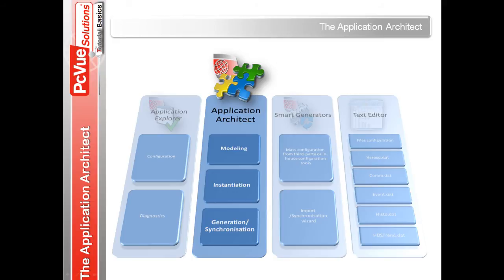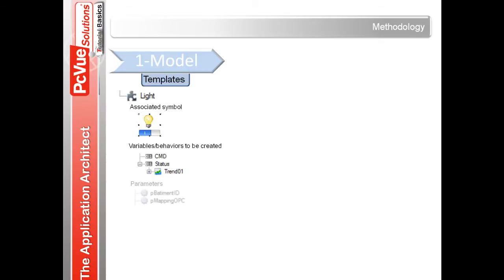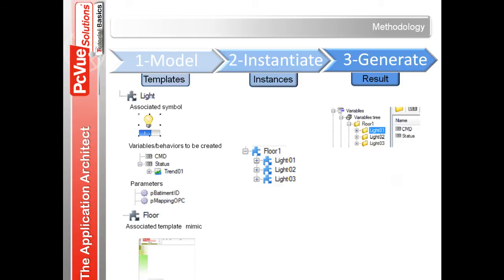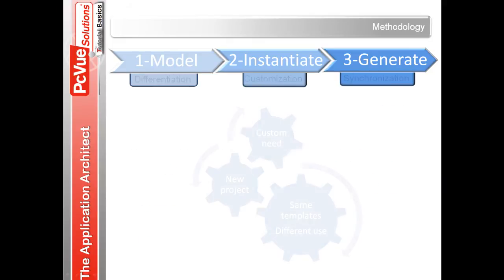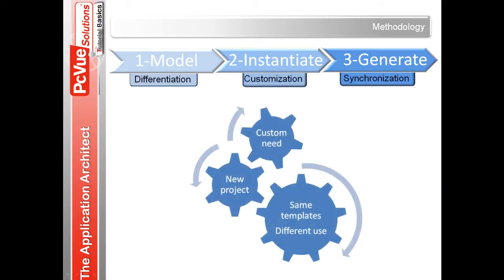Without any script, through simple steps, you create and instantiate templates of reusable objects, associating not only the graphics, the symbols and mimics, but also creating all the standard configuration elements such as variables and behaviors, events, archives, and so on. And as you'll see through the different tutorials, it's always possible to differentiate templates with parameters or to customize instances to meet new project constraints and to synchronize an existing project or even create a new one without starting over from scratch.